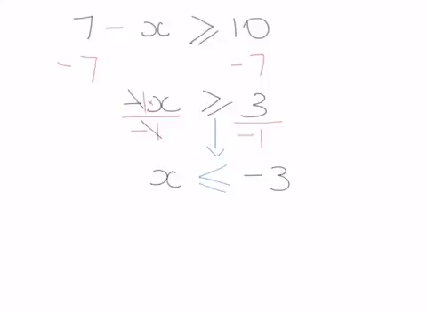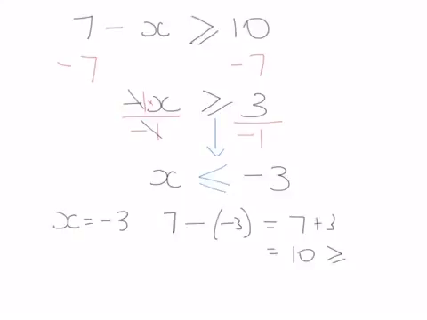So in this case, negative 3 will solve that inequality, and so will anything less than negative 3. So let's just check. If x does in fact equal negative 3, I've got 7 take away negative 3, which equals 7 plus 3, which equals 10, and 10 is greater than or equal to 10. Well, it's actually just equal to 10. So that one works.